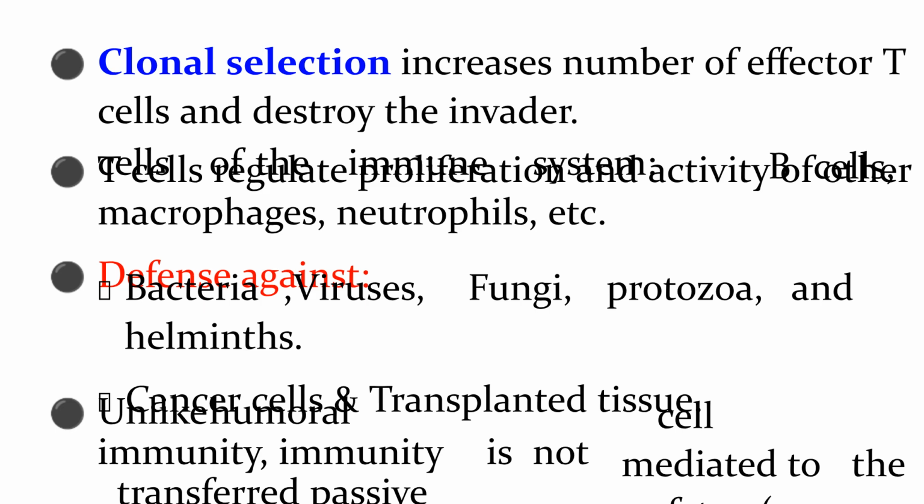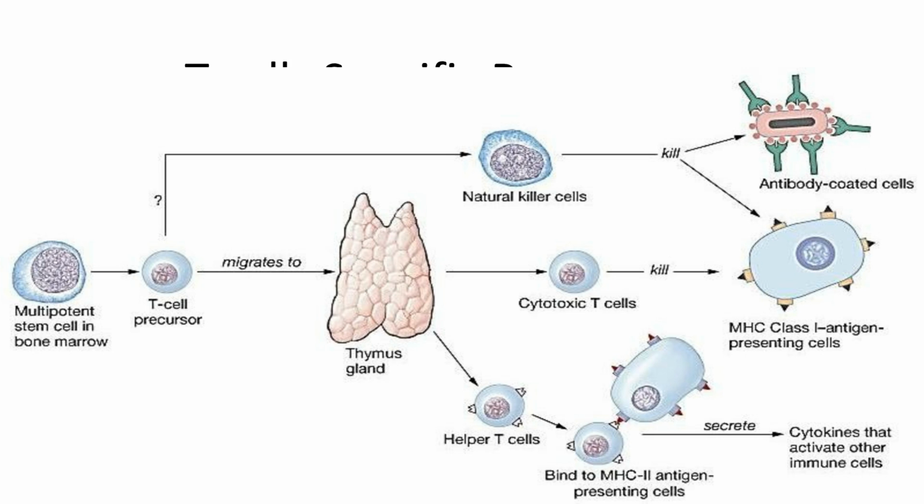Clonal selection increases the number of effector T cells to destroy invaders. T cells regulate the proliferation and activity of other immune cells, like B cells and macrophages. They provide defense against pathogens, cancer cells, and transplanted tissue. Unlike humoral immunity, cell-mediated immunity is not passively transferred. This figure illustrates the T lymphocyte and natural killer cell-specific responses.